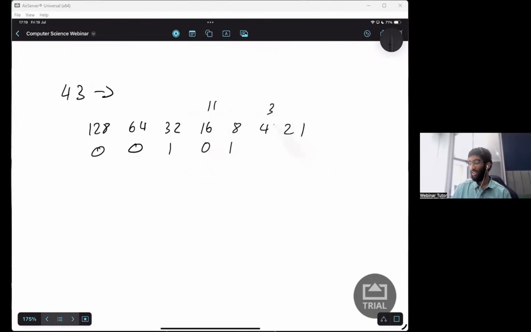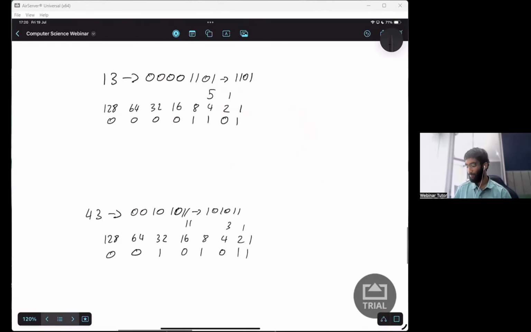We get left with 3. 4 is not big enough. And 2 goes into 3, sorry. And then we got 1 remainder. 1 goes into 1, quite obviously. And there's our answer. And we can just get rid of the additional zeros over here. 1, 0, 1, 0, 1, 1.